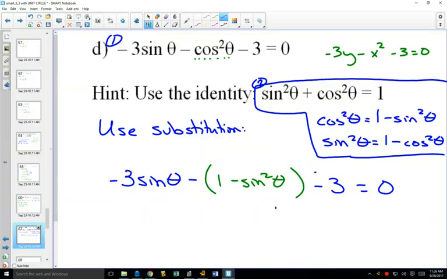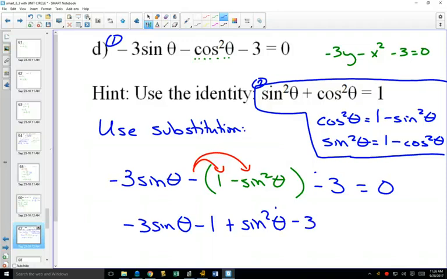What the substitution allowed me to do was change it so I have an equation with just one thing, just sine of theta. If I expand this, I'm going to get negative 3 sine theta minus 1. This minus sign gets distributed, so it'll become plus sine squared theta minus 3 equals 0. And grade 12 is a lot like this.